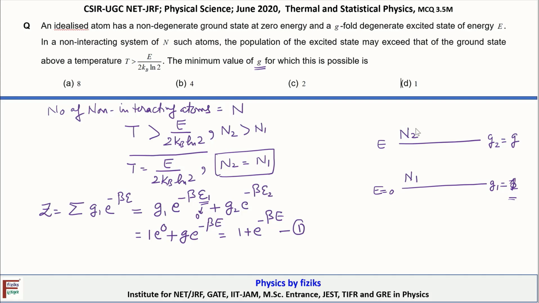Now we can determine the probability that the ground state is occupied. It's 0 and this is E, and the degeneracy is g, and here it's 1. So now let P1 denote the probability that the ground state is occupied.